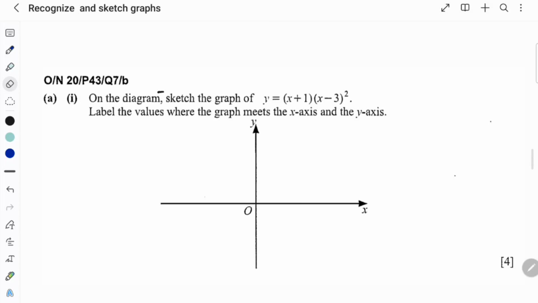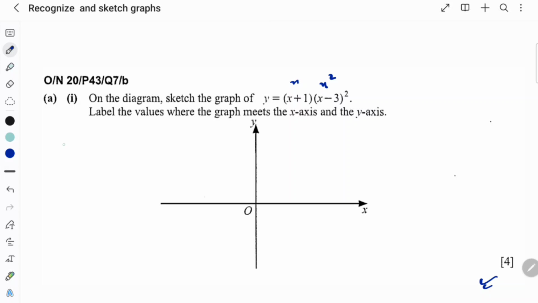Now after this question, this is the October/November 2020 paper 4-3, question number 7b. On the diagram, sketch the graph of y equals (x plus 1) times (x minus 3) whole squared. It's also a cubic equation, because it will become x squared times x. So the same thing we'll do. They are asking us to label the values where the graph meets the x and y-axis, and it's a 4-mark question, so everything you will have to show there.